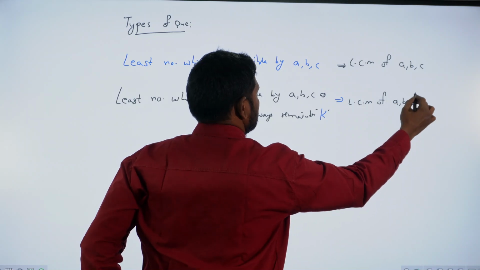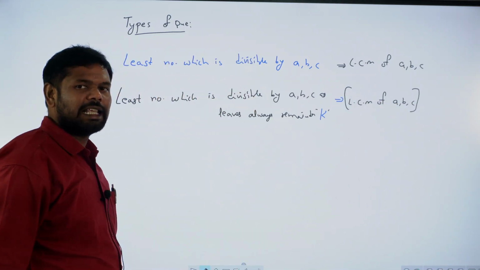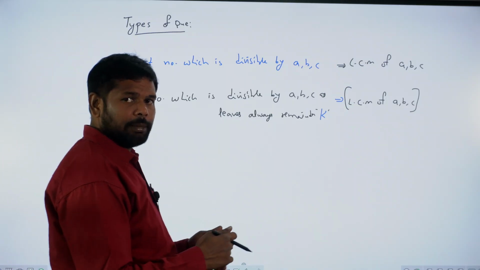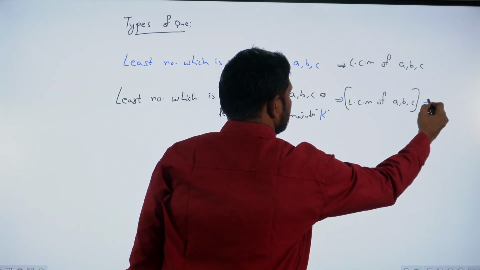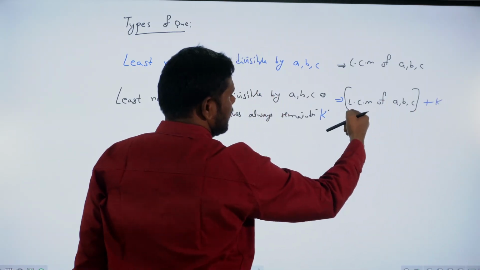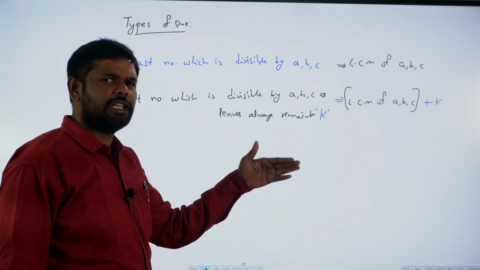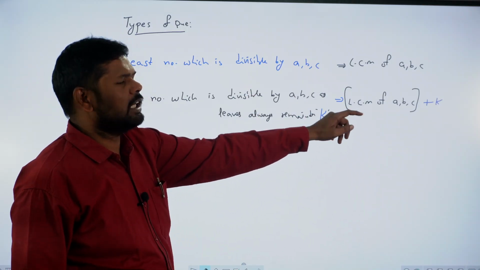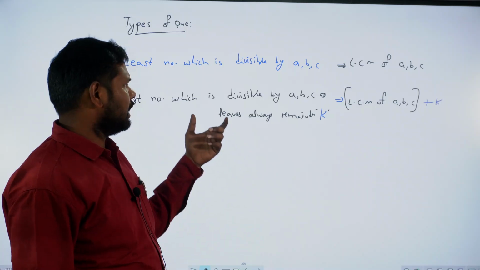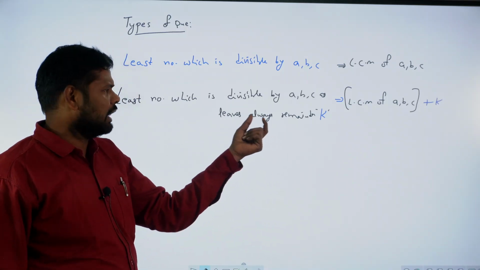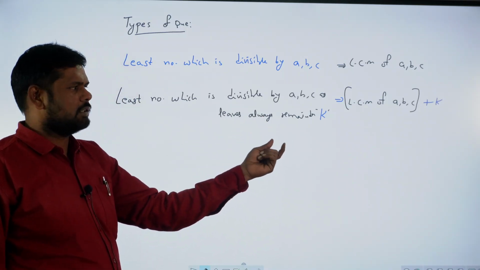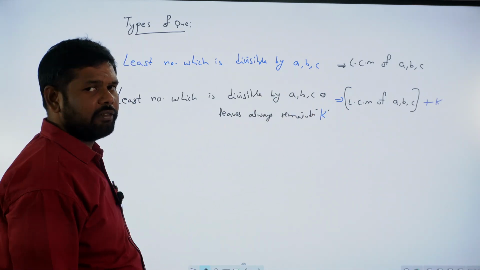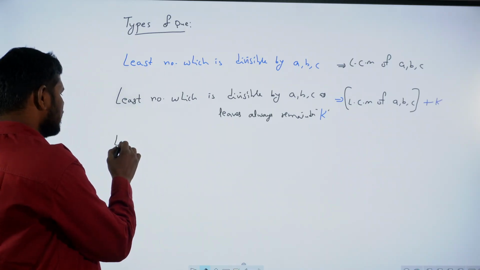that number is exactly divisible by A, B, C, but the extra remainder means excess value. So that's why we need to add that K to the LCM of the given numbers, whatever A, B, C, D, E the numbers are. You need to add that remainder to the LCM, then you will get the required number. Find the least number which is divisible by A, B, C and always leaves K remainder. In this case, you just need to add that remainder to the LCM of the given numbers. That's enough.